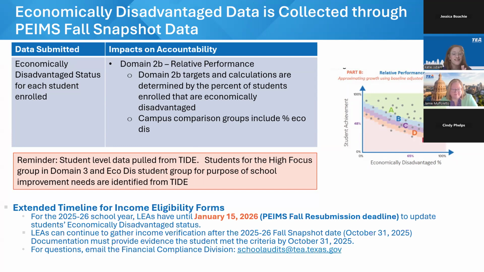There is just a note there as well. We know sometimes gathering the documentation that you need from parents or from guardians can be a longer process. And so just want to name for those students that were enrolled as of October 31st, you do have until January 15th in order to update an individual student's economically disadvantaged status once you get the proper documentation that you need.